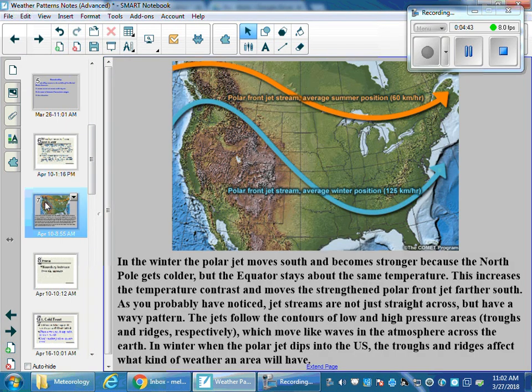So in the winter, the polar jet stream moves south and becomes stronger because the North Pole gets colder, but the equator stays about the same temperature. This increases the temperature contrast and moves the strengthened polar front jet further south.